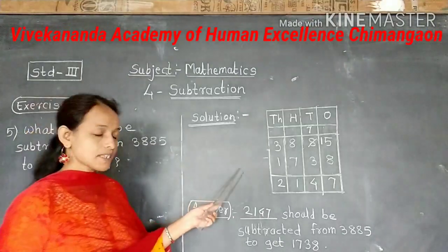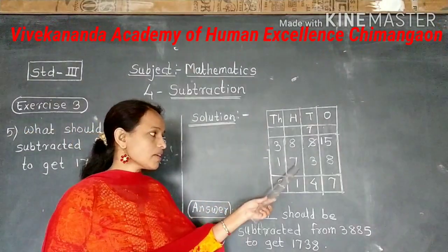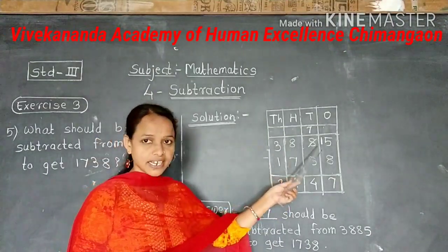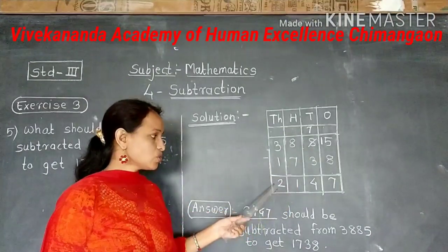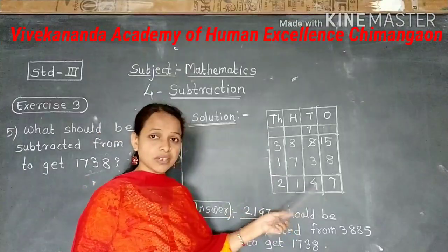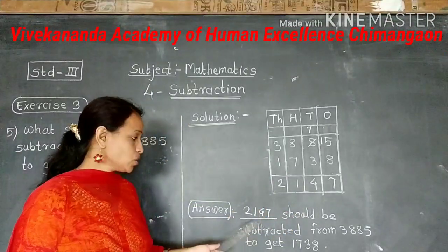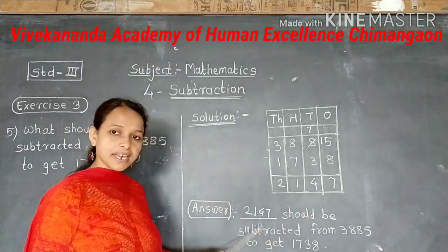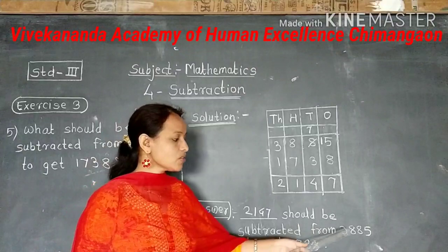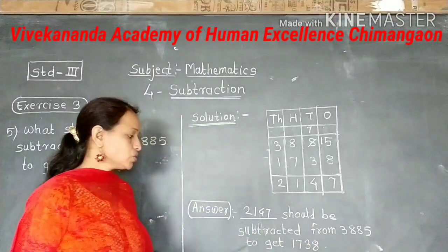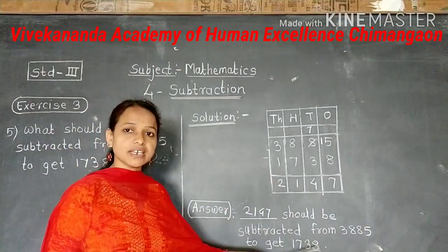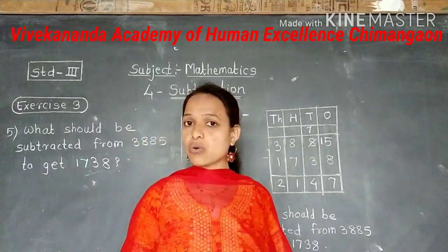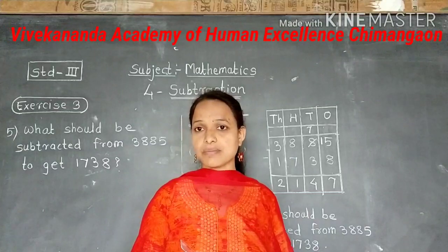Listen again. By subtracting 1738 from 3885, we get the answer 2147. That is our answer. 2147 should be subtracted from 3885 to get 1738. Understood how to solve this fifth example?